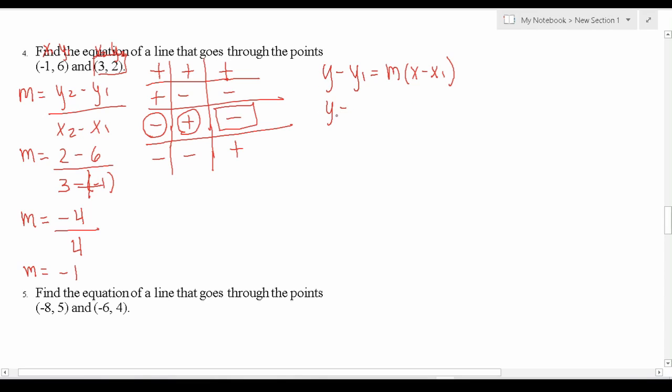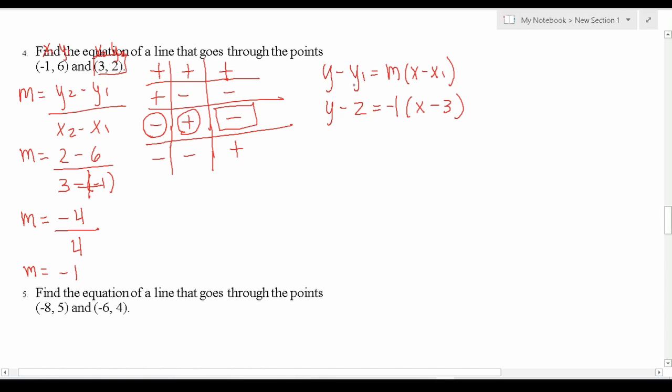Y minus y1. Again, I'm using this ordered pair. You can use either one of these once you get to this point. So y minus y1, our y in this case is going to be 2, equals m, which is negative 1, times x minus 3 for x1. So let's go ahead and work this out.